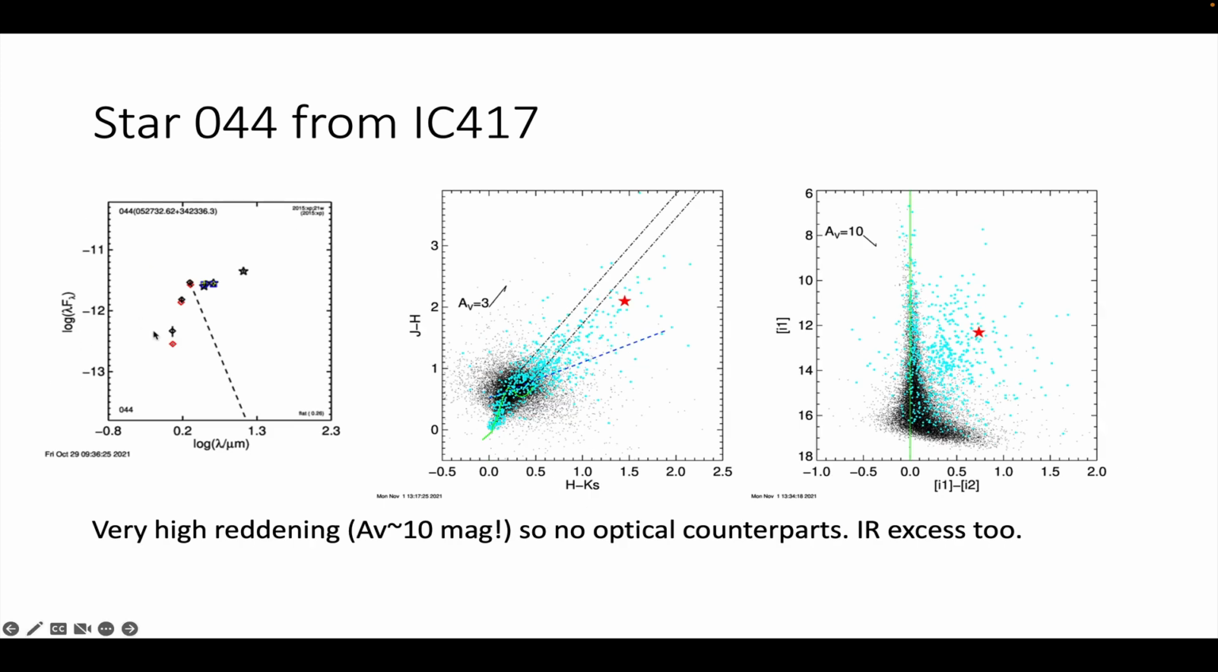This one, very, very sparse SED in the optical. Look how fast that falls off. Go back and look at the reddening videos I had of the simulated SEDs. This object has very, very high reddening of AV of at least 10 magnitudes, so there's no optical counterparts at all available. You can see where it falls in that J minus H versus H minus K diagram. It's all the way up here, so it has to be pushed all the way back to here. That's a lot of reddening. I1 versus I1 minus I2. Big excess.